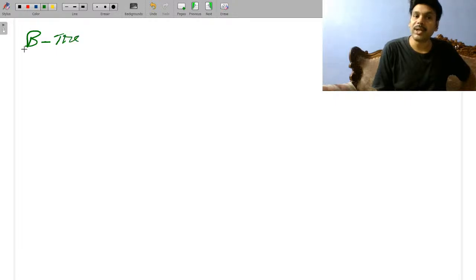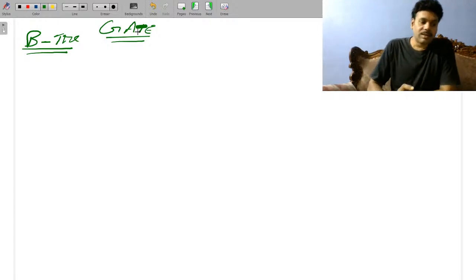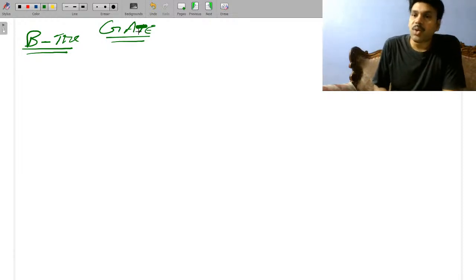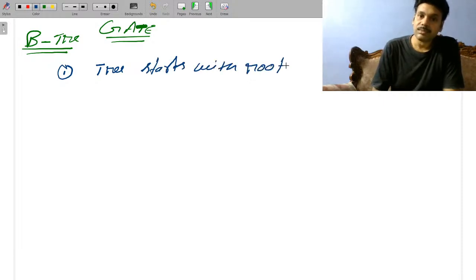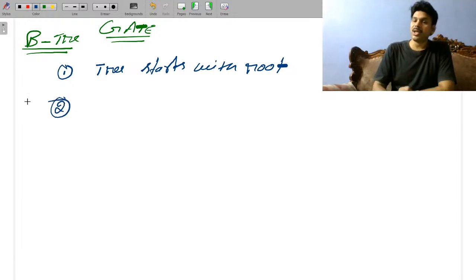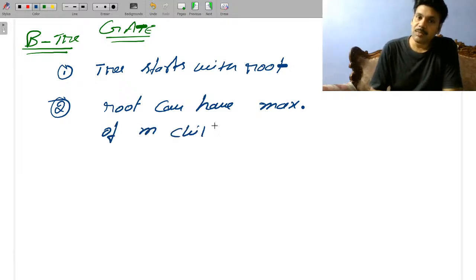So let me explain what is the concept of a B tree and how the B tree can be implemented. As far as our GATE and any kind of examination is concerned, we need to learn its representation only. Now you observe what is the B tree. Three important points I will tell you about B tree. Number one, the tree starts with the root. Number two, observe carefully friends. Root can have a maximum of m child pointers.